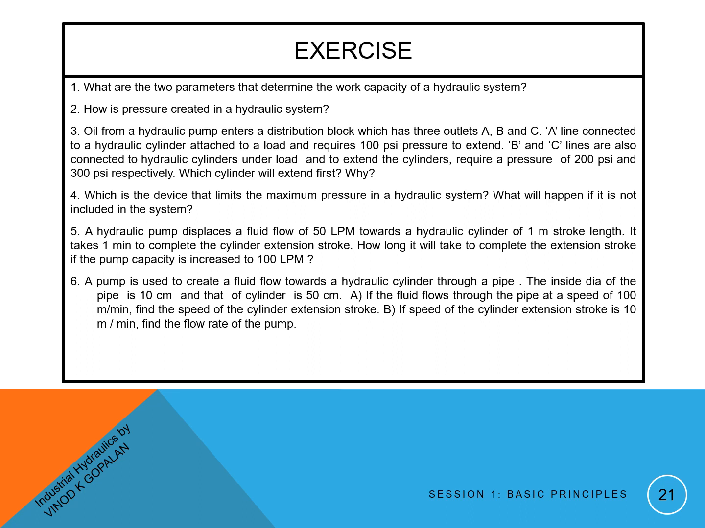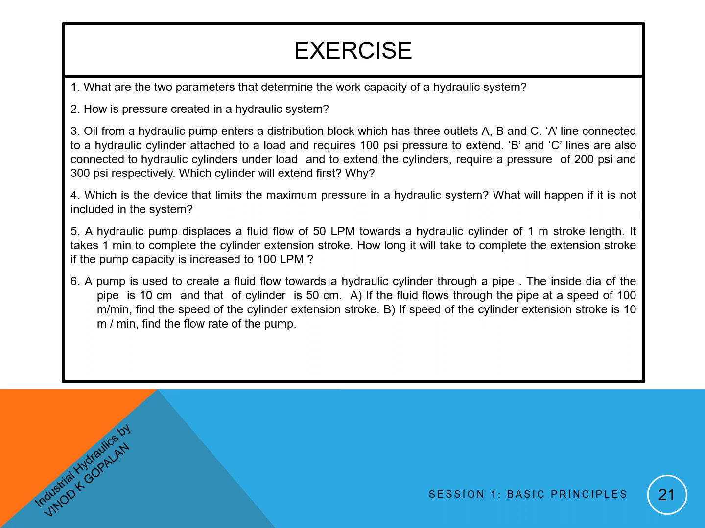Number 3. Oil from a hydraulic pump enters a distribution block which has 3 outlets A, B, and C. A line is connected to a hydraulic cylinder attached to a load and requires 100 psi pressure to extend. B and C lines are also connected to hydraulic cylinders under load, and to extend these cylinders require a pressure of 200 psi and 300 psi respectively. Which cylinder will extend first? Why?